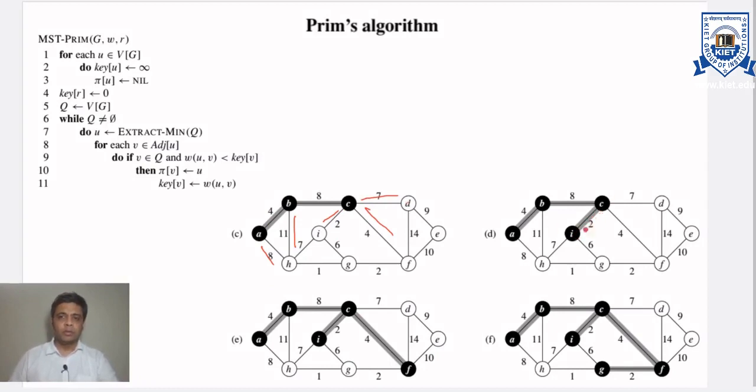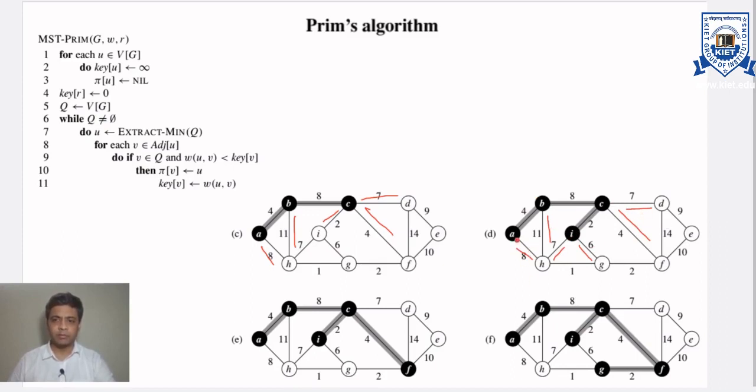So up to this point, these four vertices and all corresponding edges like AB, BC and CI edges are selected, and for the next phase we would consider all the edges which are associated with previously selected vertices. So all of these edges are considered for the next iteration.